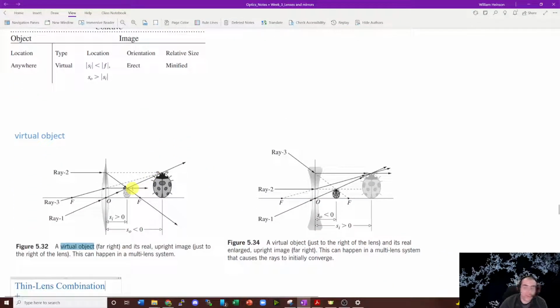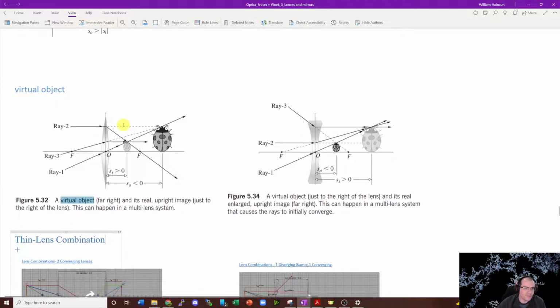So virtual object. An object can be virtual, not just an image. And this happens a lot in your two lens scenarios, and that's what we're going to look at here. So here's two cases. We have a virtual object. This is our object here. It's on the right side of the lens. And we have another example here where on a negative lens, the concave lens, it's on the right side.